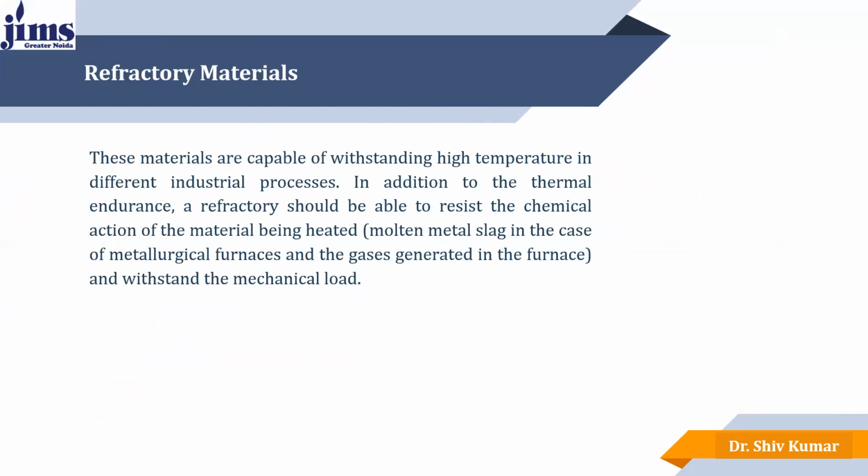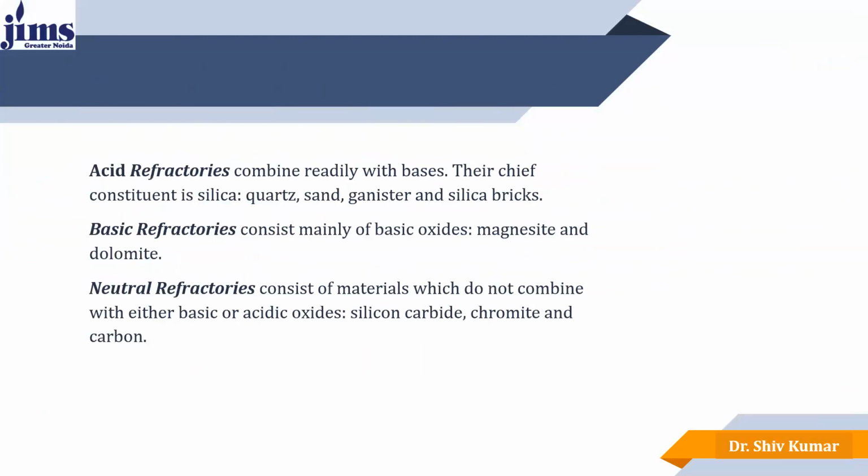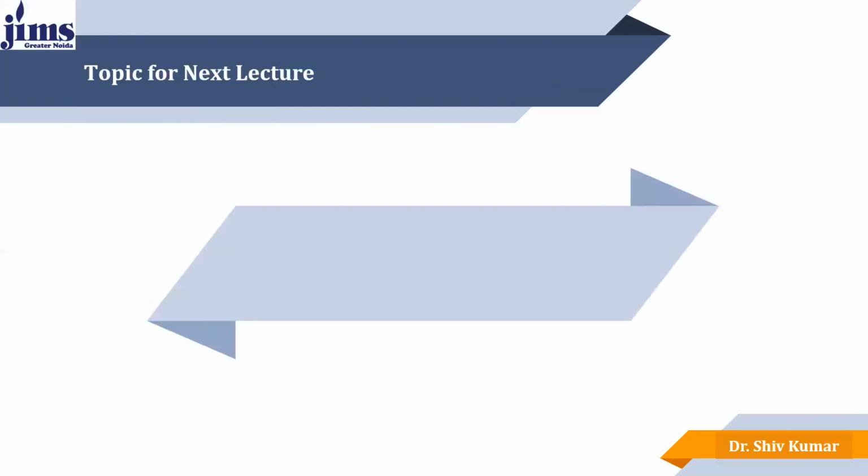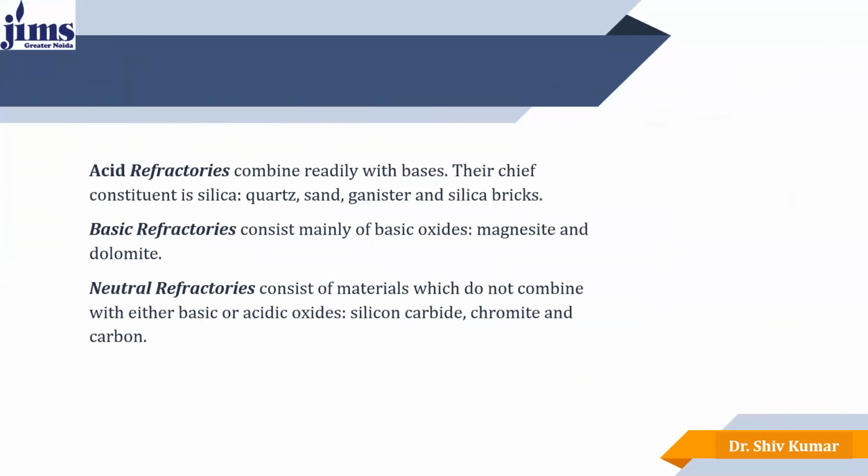Now, in this series, the last material is refractory materials. These materials are capable of withstanding high temperature in the different industrial processes. In addition to thermal endurance, a refractory should be able to resist chemical action as well as heat. It should be a heat resistant material. There are some refractory materials which we'll discuss in this slide.